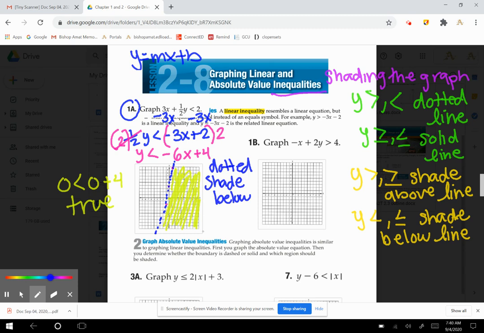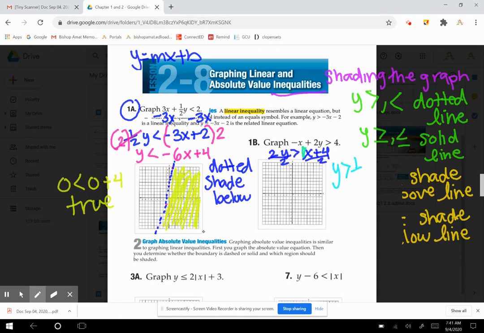Let's look at 1B. Okay, so I'm going to add the x to both sides. So I have 2y is greater than x plus 4. I'm going to divide by 2. So when you divide by 2, it has to go to the x, which has a 1 right there in front. So let me erase this a little bit. Okay. So here we go. We have y is greater than 1/2 x plus 4 divided by 2 is 2.